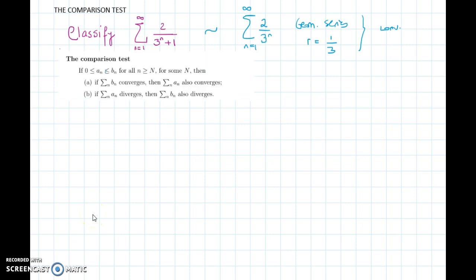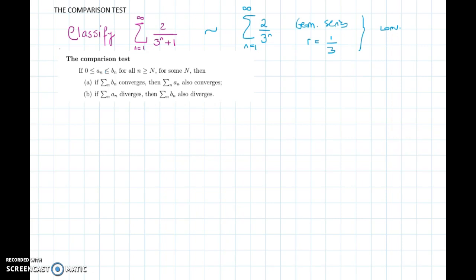The statement of the test is the following. Let's say we have two sequences, an and bn. They are both positive and an is less or equal than bn for all the terms after some point that I call capital N. Then, if we know that the series associated to the larger one converges, then the series associated to the smaller one converges as well. And if we know that the series associated to the smaller one diverges, then the series associated to the bigger one has to diverge as well.